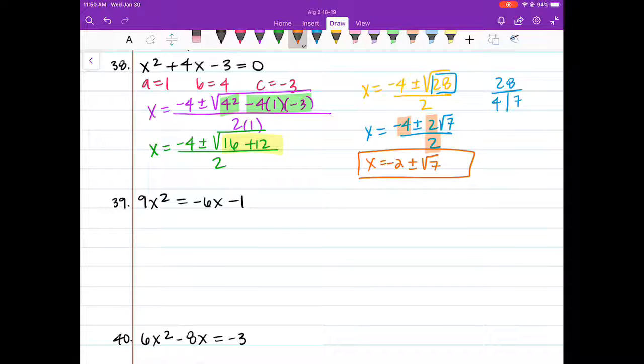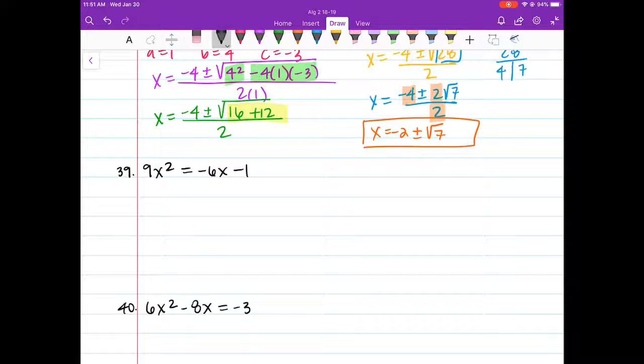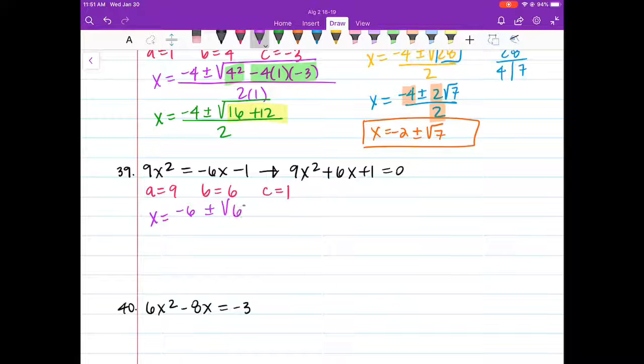Number 39, the first thing that we need to do before we can pick out A, B, and C is to get 0 on one side of my equation. So I'm going to go ahead and add 6x and add 1. So really that's going to become 9x squared plus 6x plus 1 equals 0. So this time around my A is 9, B is going to be positive 6, C is positive 1. So I have x equals negative b, negative 6, plus or minus the square root of b squared minus 4 times a times c all over 2a.